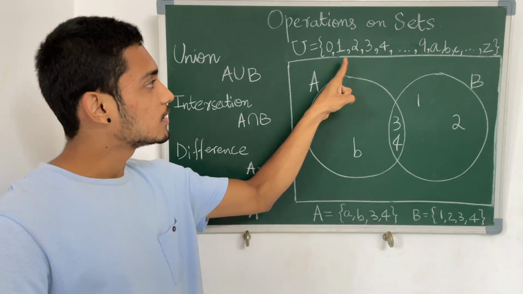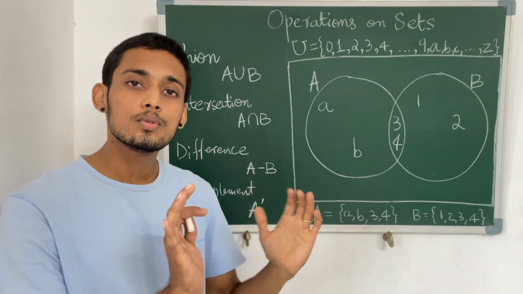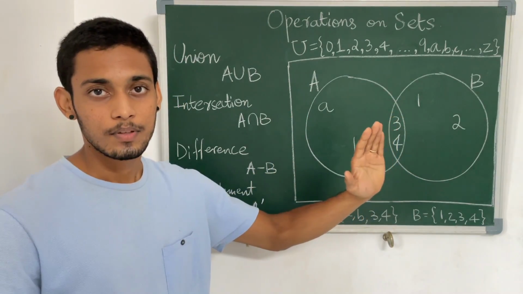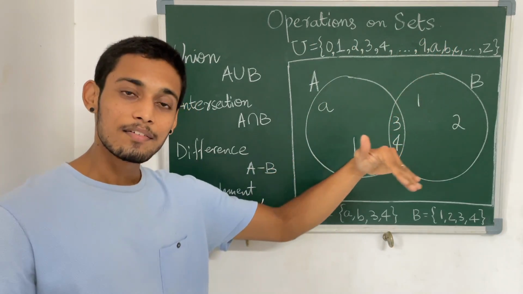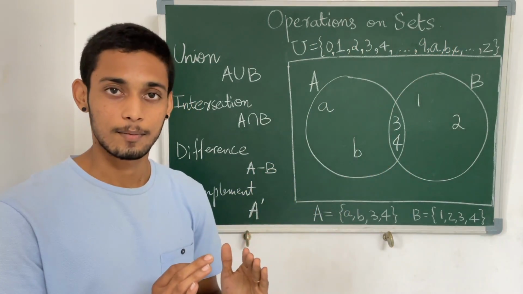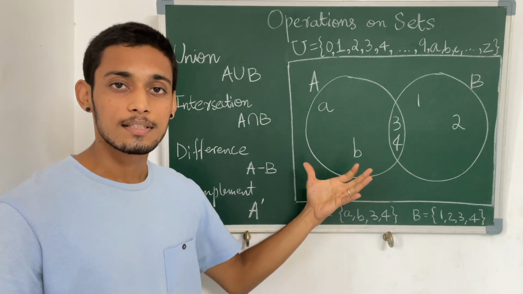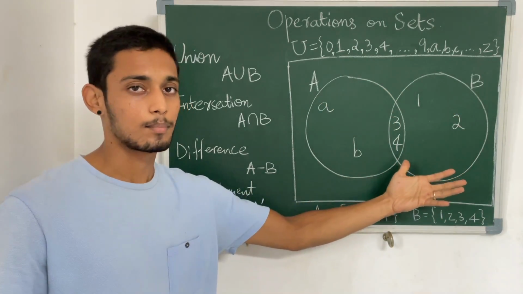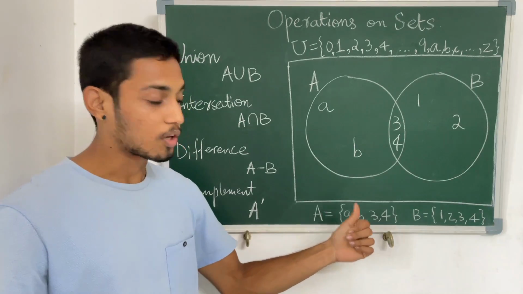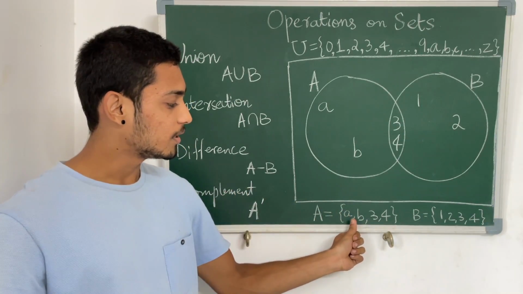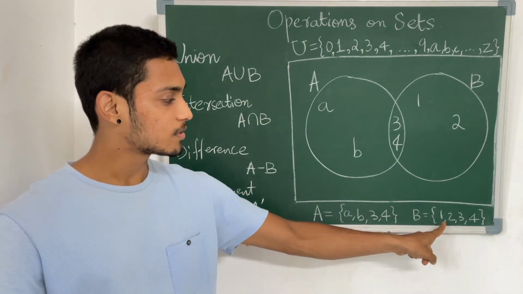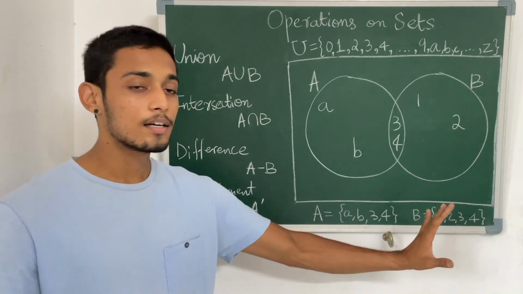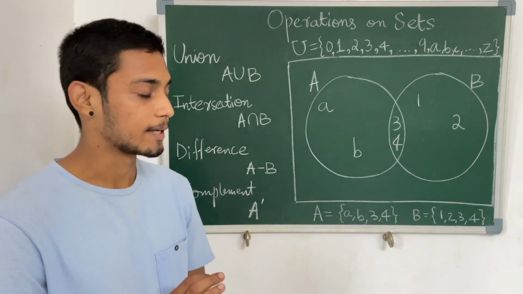Now, from that, we are making two sets, A and B. So we said that universal set has all the elements that are even outside of these sets that we are considering. So A has some elements and B has some more elements. So for our example, we have taken A to be the set A, B, 3, 4 and B as 1, 2, 3, 4. So these are our two sets just for our understanding.